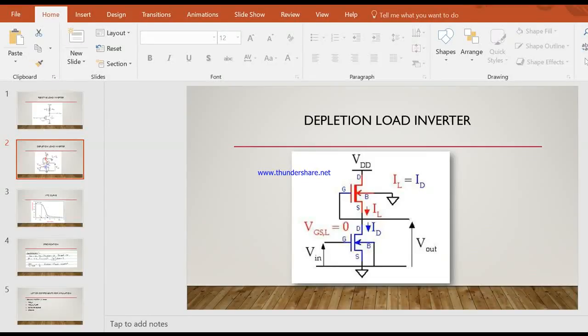In this session we are going to see the depletion load inverter. This is the circuit diagram of the depletion load inverter. Before going to this, let us see a resistor load inverter.